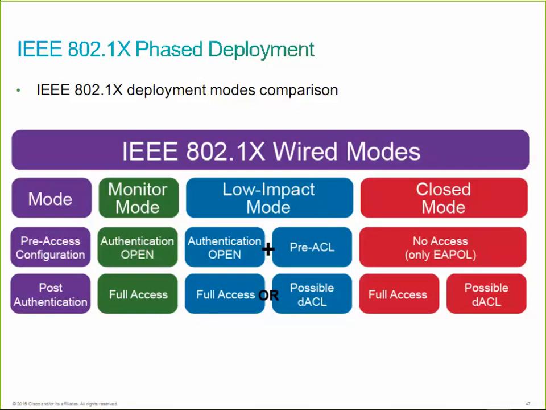Low impact mode still gets open authentication, but we're adding another level of security by having some pre-configured ACL or possibly introducing downloadable ACLs in this case, right? The monitoring mode allows the deployment of the authentication methods, but it doesn't affect the user or the endpoints. We're essentially enabling 802.1x, just opening the door wide open.